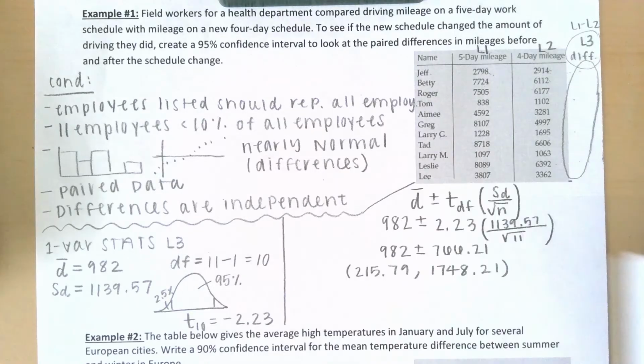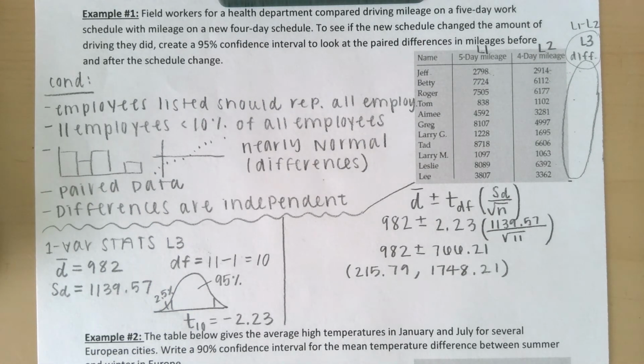Now the last part that we need to do here is interpret our interval. There's a few ways you can interpret it, but I like to write my interpretation very similarly to how we wrote the interpretation for 2 samples, because really what we are doing is looking at the difference. So we ran it very similar to a 1 sample t-interval, but I like to relate it back to what these 2 groups actually were.